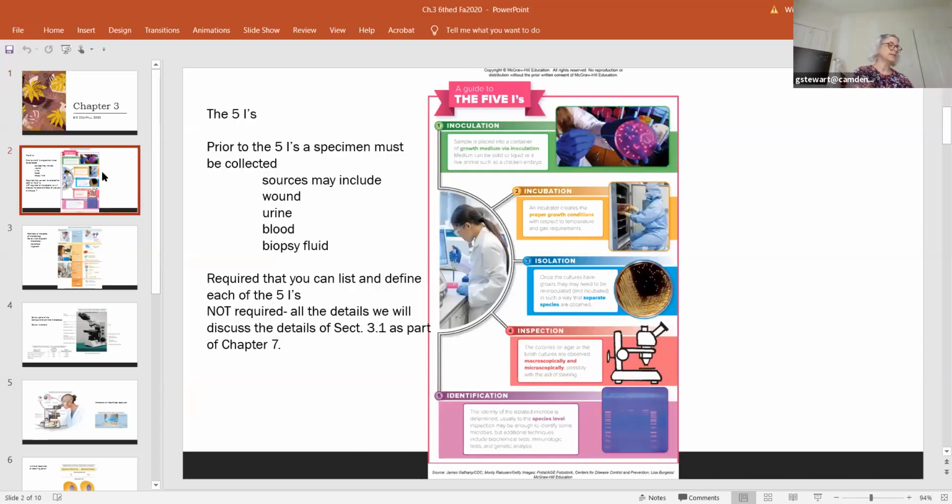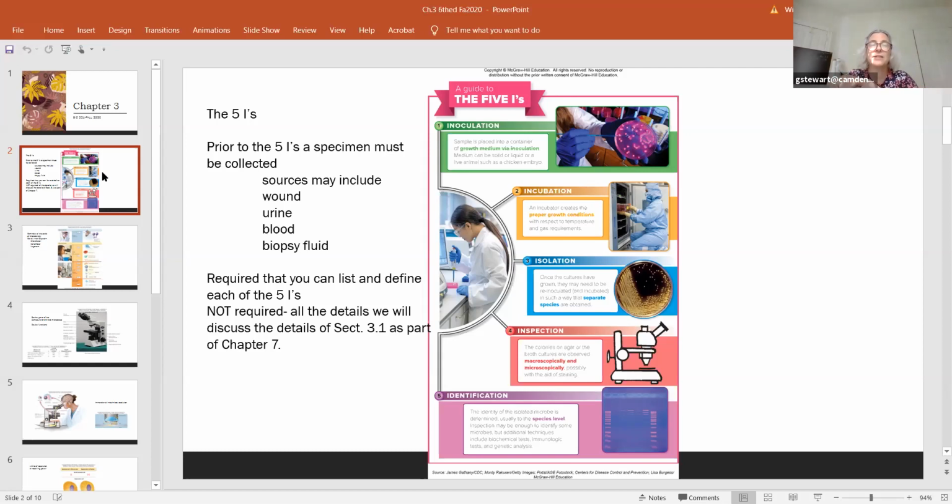So again, let's get started with Chapter 3. The whole chapter is called sort of like the tools of the trade, or the tools of the microbiology laboratory, because we're trying to get you introduced to how microbiology gets accomplished in a hospital or in a research setting. And one of the opening pictures is this one. It's called A Guide to the 5 Eyes. They are called the 5 Eyes because they all begin with the letter I. That's supposed to make it easy for us to remember. Myself, it makes it difficult, but nonetheless.